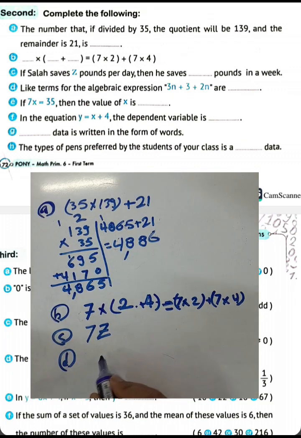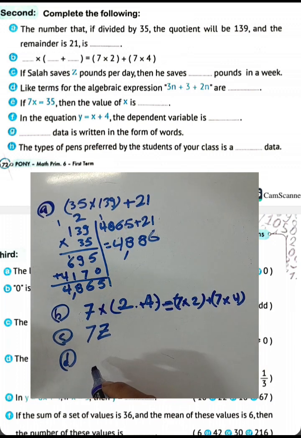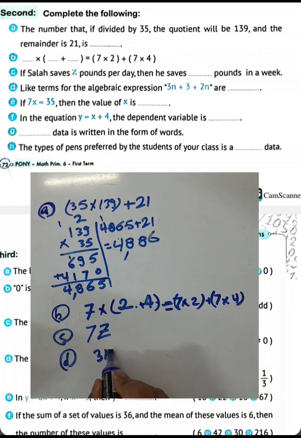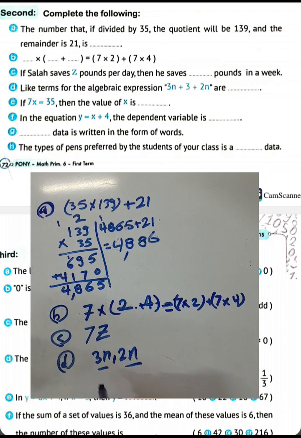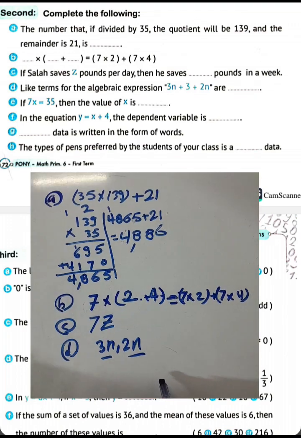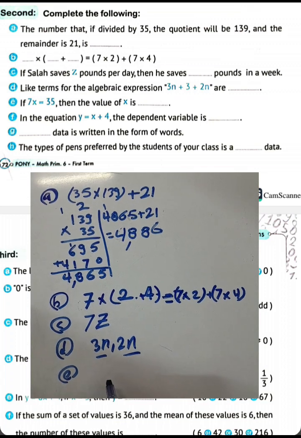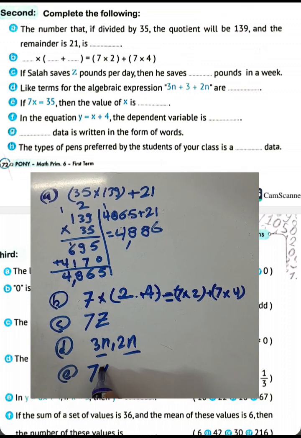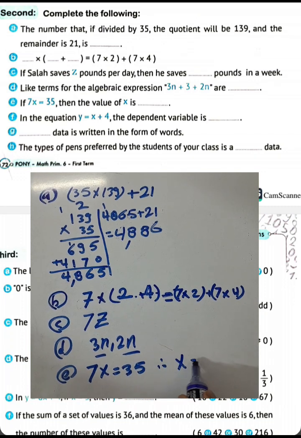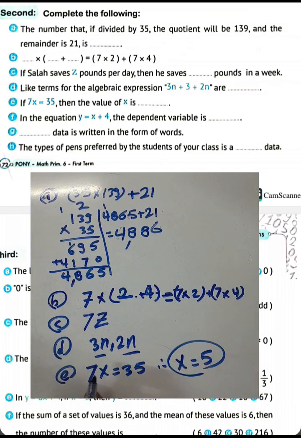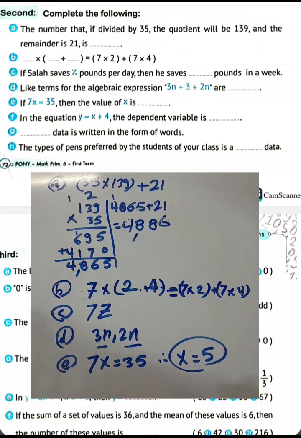Question letter D. Like terms from an algebraic expression, we have 3n and 2n. We call them like terms. Question letter E. If 7x equals 35, it means the value of x equals 5, because 7 times 5 equals 35.